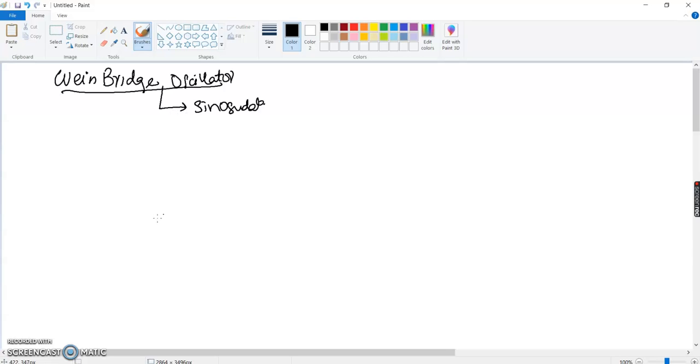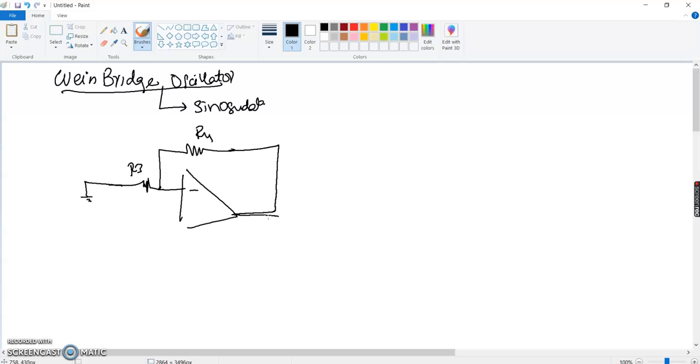The circuit diagram for this oscillator would be that you have the negative side, which would have the R3 resistor and it's connected to the ground. You would have a feedback coming up. I'm going to say that it is an R4 resistor that is connected over here to the output terminal.